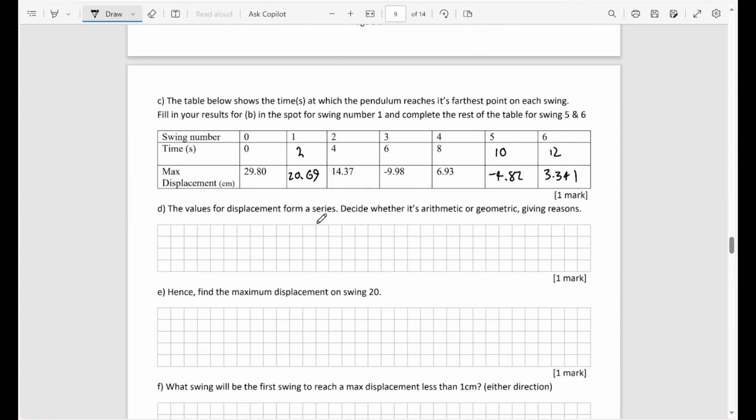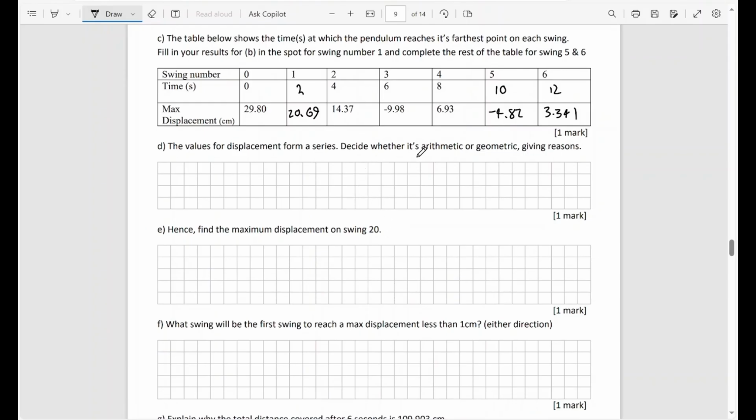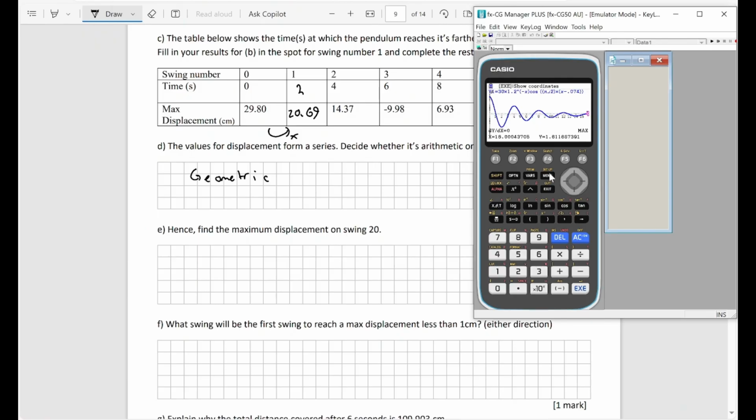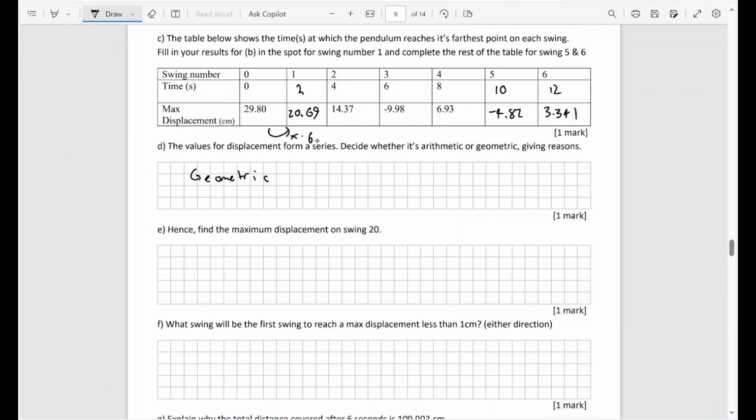Beautiful. The values form a series, determine whether or not it's arithmetic or geometric. This is geometric. Now, what are we timesing by each time to get it? That's the question. It's really easy to check this actually, because you can just divide the term by the term before it. So if I take 20.69 and divide it by 29.80, it's 0.694. So we're timesing by 0.694 to get it.